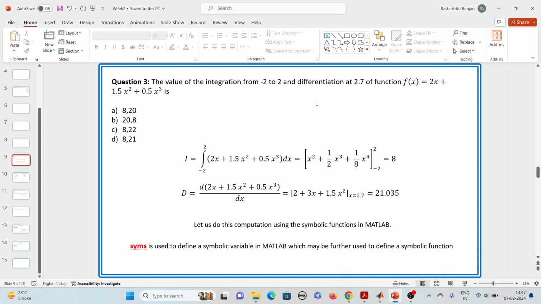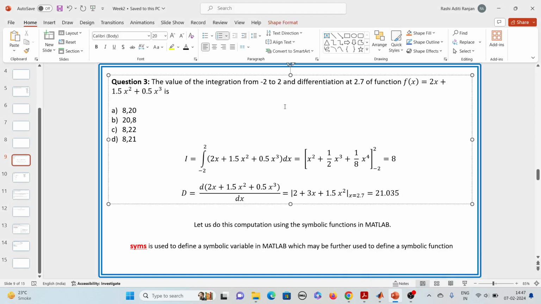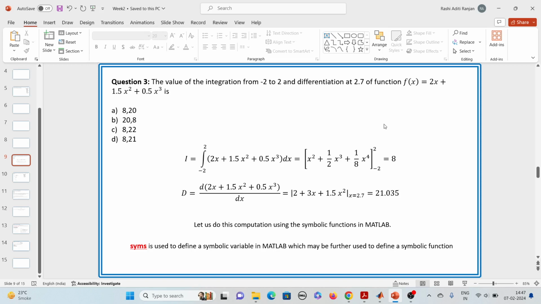Okay, so as we were discussing, question number 3, which says to find the value of integration of the given function from the limit minus 2 to 2 and then the differentiation at 2.7. As I discussed earlier, for this given function, we can find the value of the integration and differentiation by using our own mathematical skills. But this is a very simple equation, a polynomial, so we can do it easily.